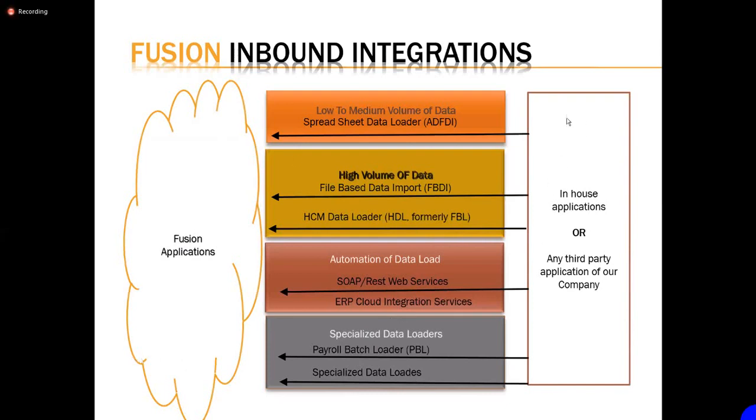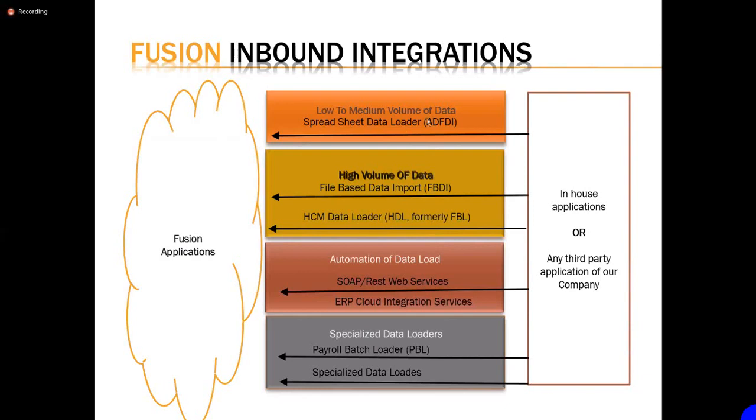Now it is a diagram where on the left side we have the Fusion applications, and on the right side we have our in-house application or any third-party application of our company. When we decide to implement the Fusion applications, typically we have to move all the data from our legacy or in-house application into the Fusion applications. So how many ways can we load data into our Fusion applications? There are many ways.